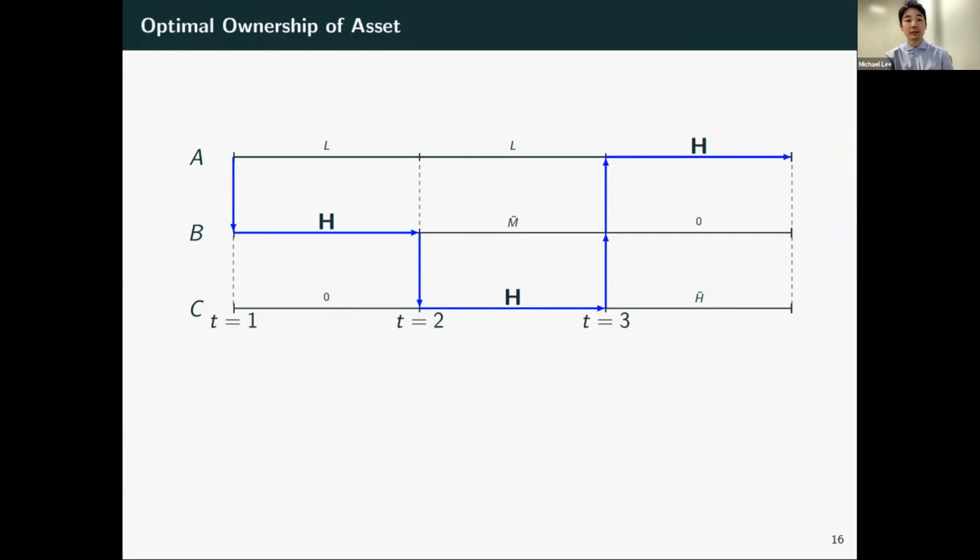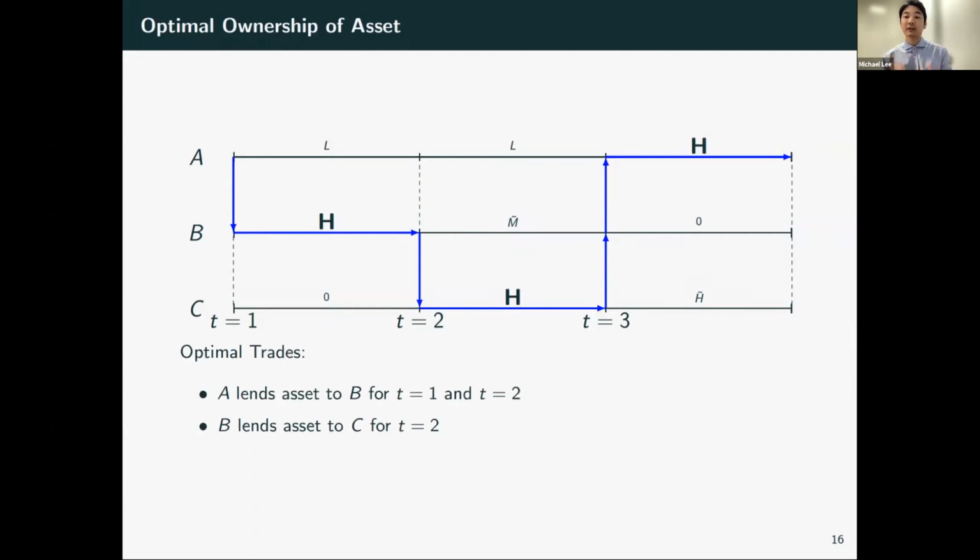Now, this implies that there are 2 trades that we would like to have occur. We want A to lend the asset to B in the first period, for B to lend the asset to C in the second period, and for the asset to return back to A in the third period. The question is whether this will actually occur in equilibrium.